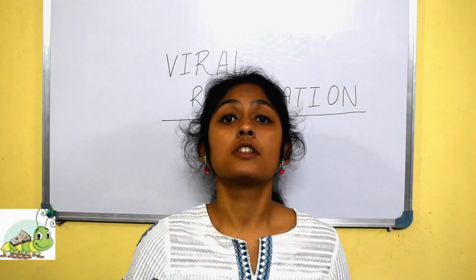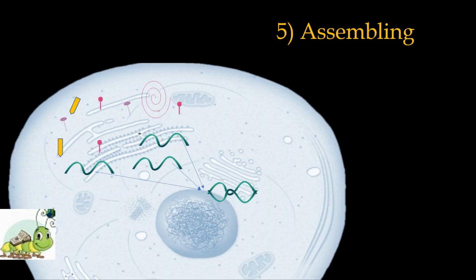Then proceed towards the next step of the viral replication cycle. The fifth stage is the assembly. The assembly stage is also called morphogenesis. Following synthesis of viral proteins and viral nucleic acid, there is a stage of assembly which is known as morphogenesis, and that marks the end of the eclipse phase.